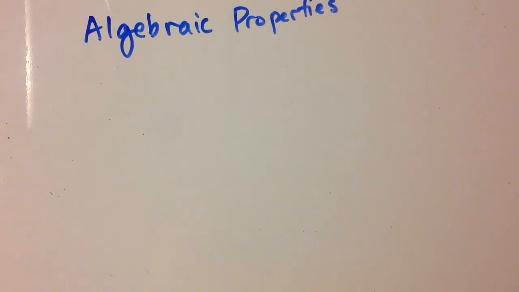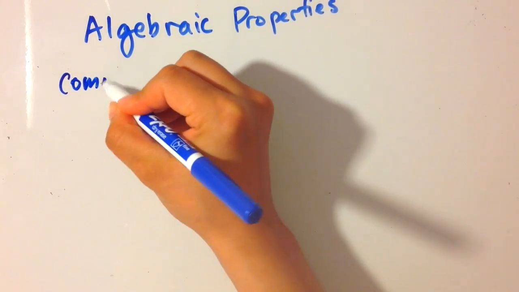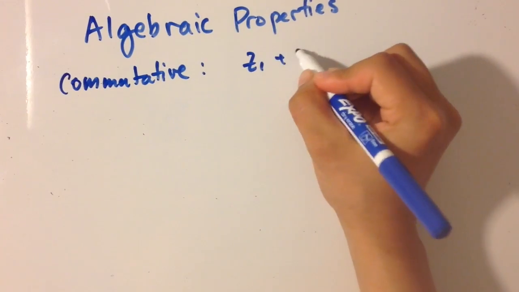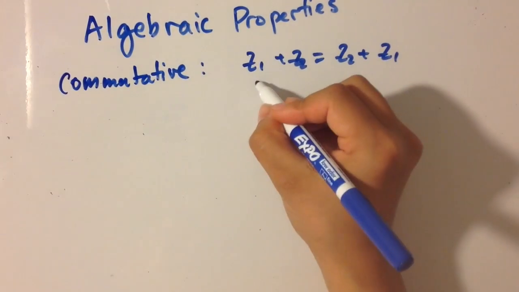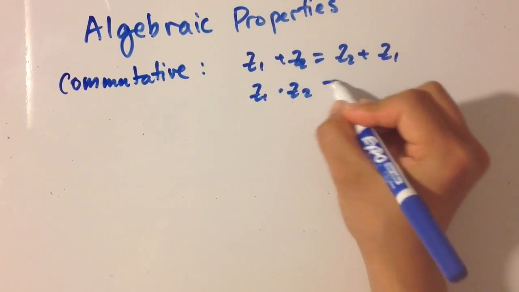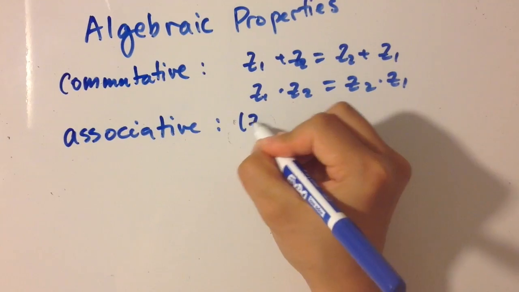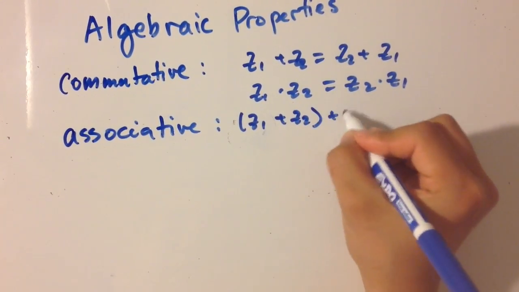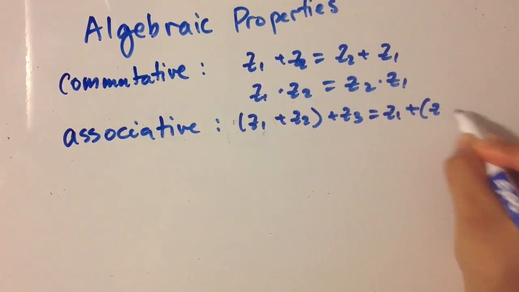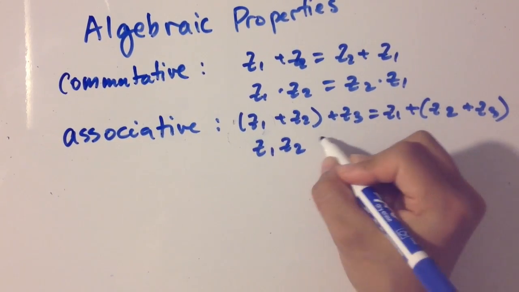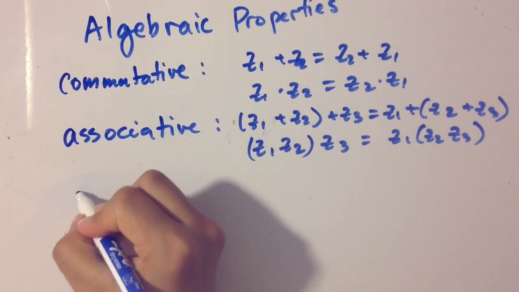Here we'll discuss the algebraic properties of complex numbers. Complex numbers are commutative. That means that you can exchange the order of addition or multiplication and it will still be equal to the same thing. Complex numbers are associative. That means you can change where you place parentheses without changing what the expressions evaluate to, both for multiplication and addition. And complex numbers follow the distributive law.